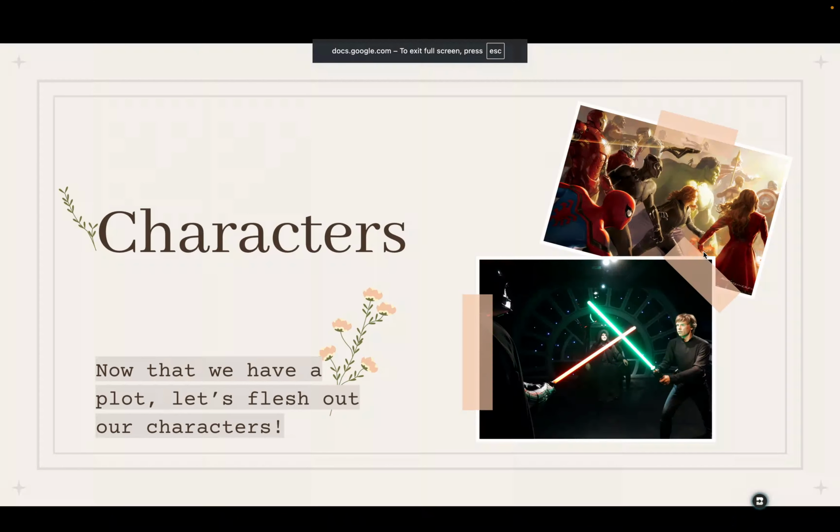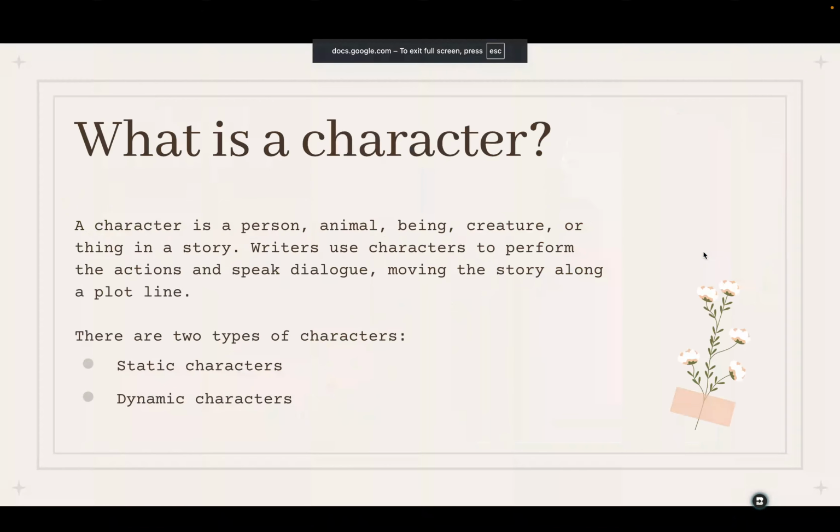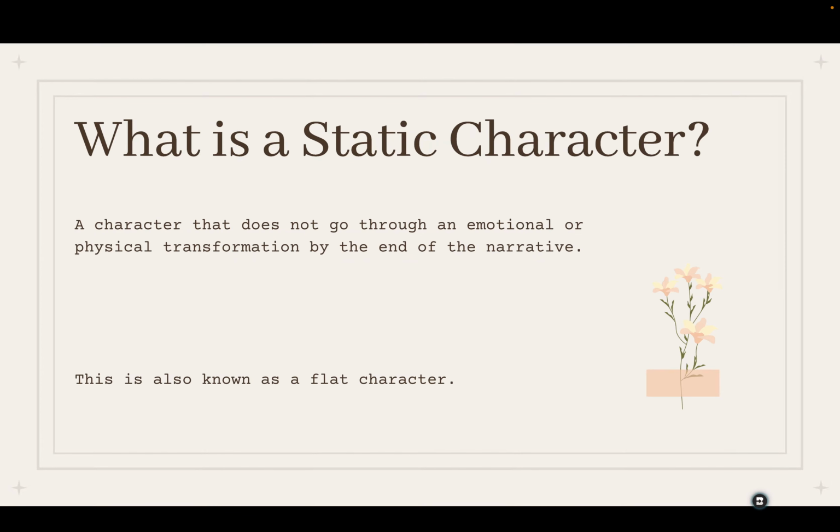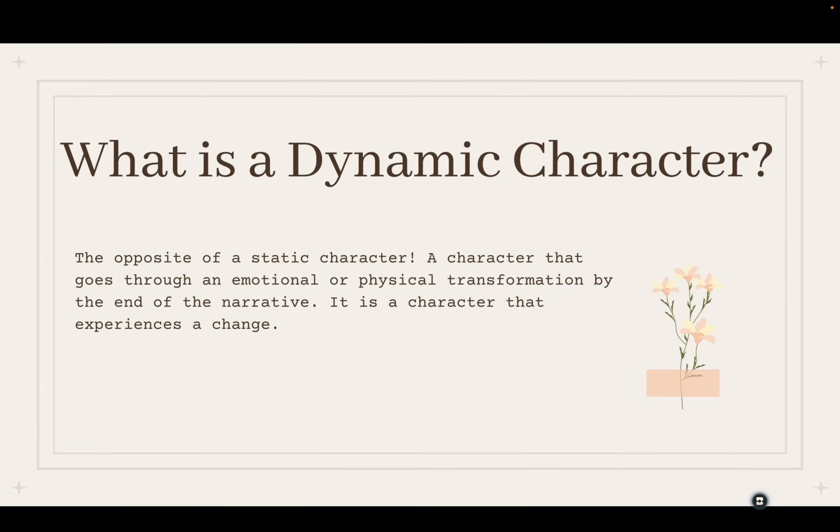First of all, this is all about characters. Our characters can be a person, an animal, a being, or a creature. And we have two types of characters that we really want to focus on: static characters and dynamic. A static character is exactly what it sounds like. They essentially do not change. They don't go through an emotional or a physical transformation by the end of the story. They are who they were at the beginning. This is also otherwise known as a flat character.